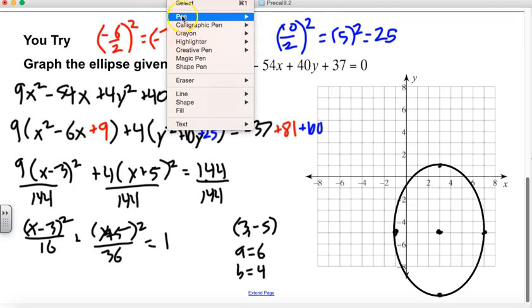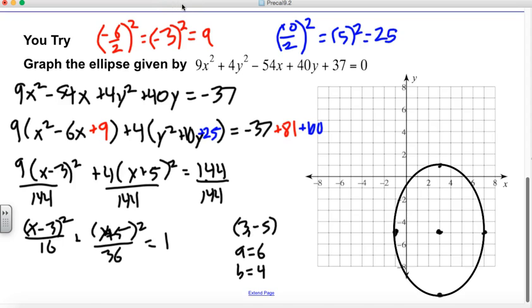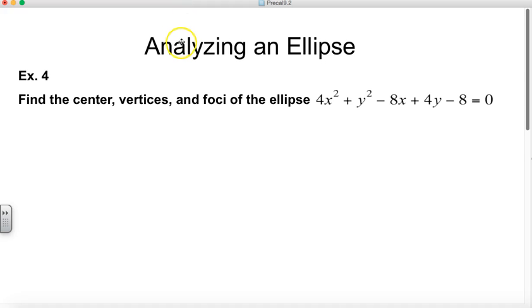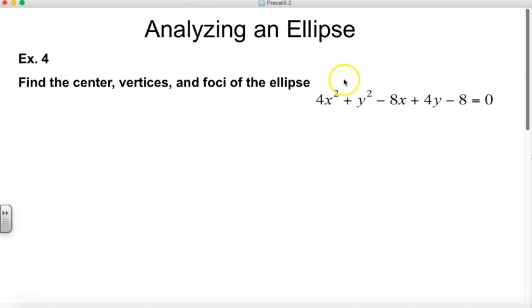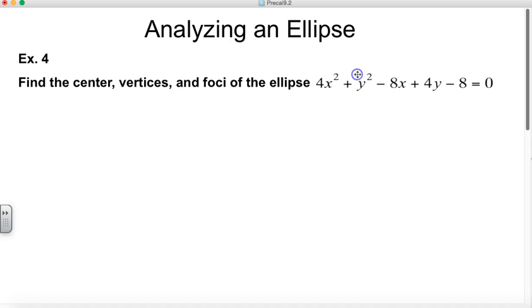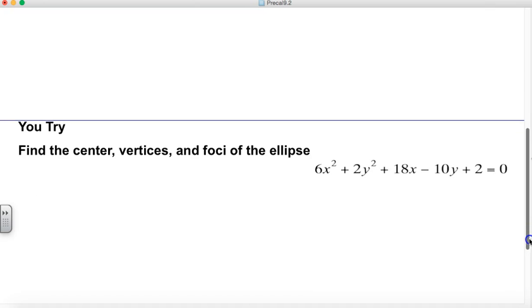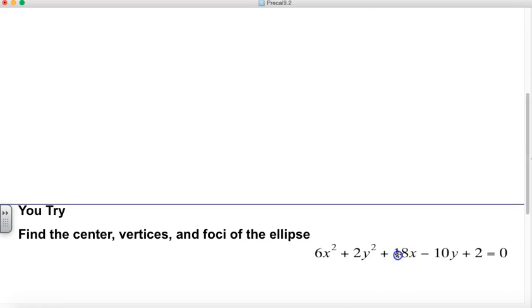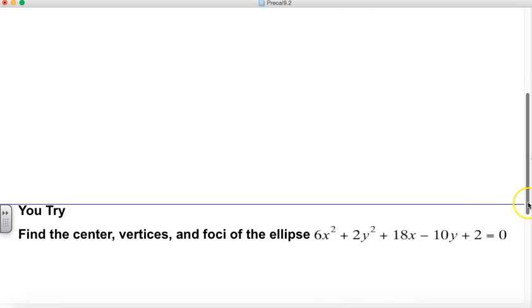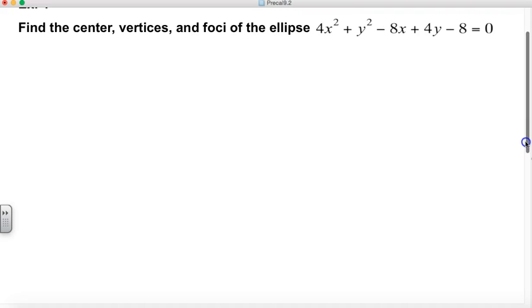Let me know if you need any help on these. And let's look at the last example. So analyzing an ellipse. Alright, so this is essentially doing the same thing we just did, using completing the square to write your general form and standard form, and then just identifying from standard form what are your center, what are your vertices, what are your foci, all those different kinds of points. Alright, so let's look at doing one of those, and then we'll do this U-try down here. But it's not much of a different process.